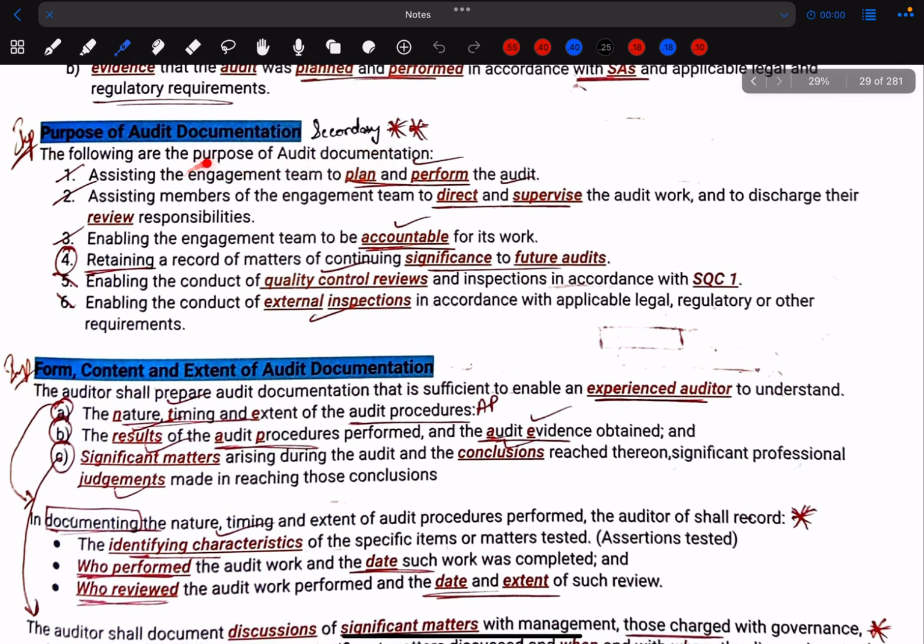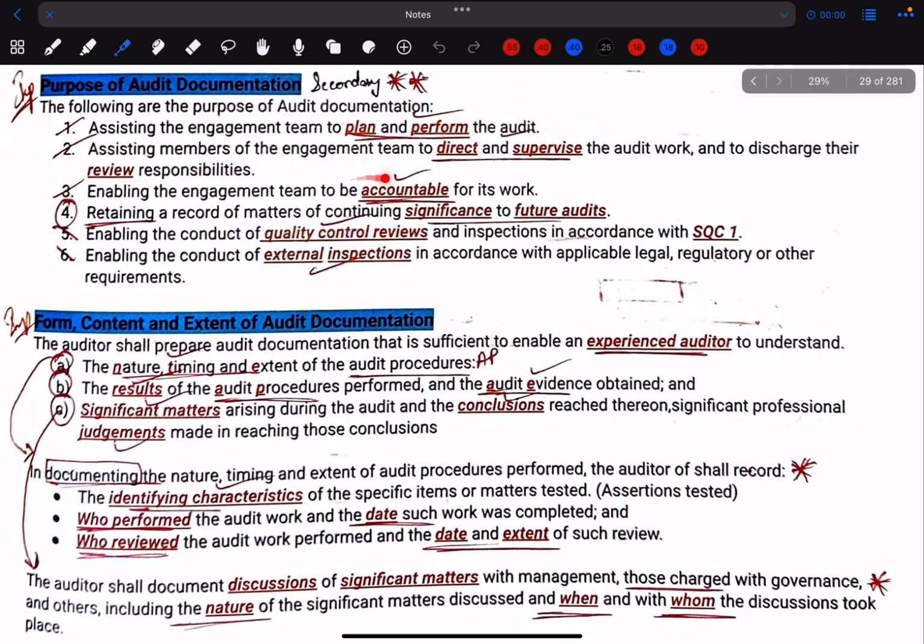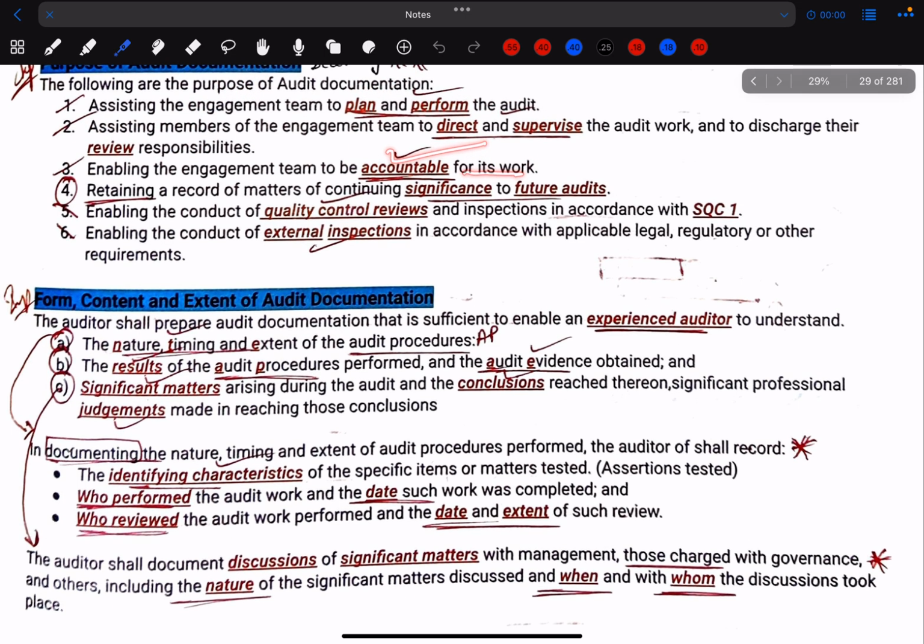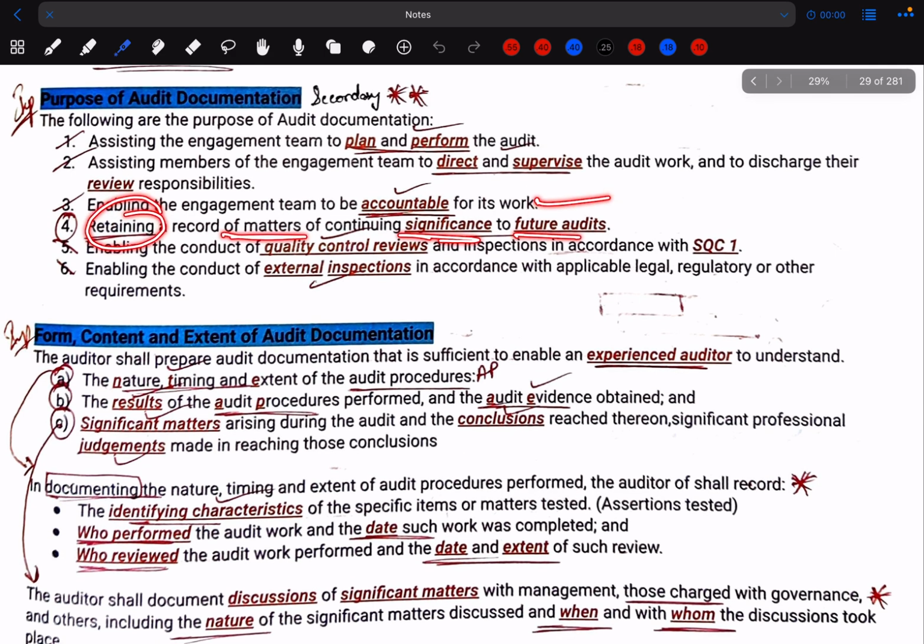Remember, the first one is it assists the engagement team to plan and perform the audit. Next, it assists the engagement team to direct, supervise and review responsibilities. Then enabling the audit team to be accountable for its work. These are 3 types. The second part is quality review: it enables the conduct of quality review and inspection according to SQC 1, and external inspection in accordance with applicable legal and regulatory requirements. And the next one, retaining the record of continuing significance to future audits.